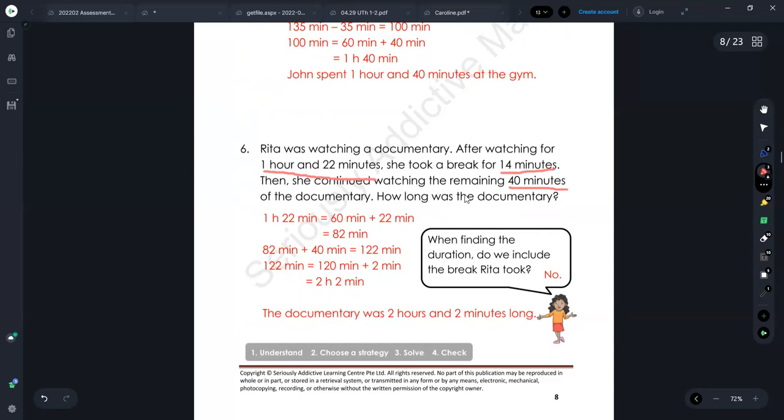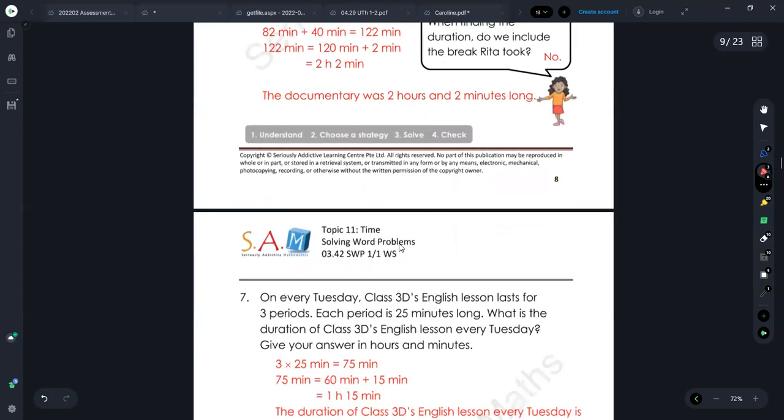But the question is asking about the documentary. So the break doesn't count. You all see that? The break doesn't count. The 40 minutes doesn't count. The question was not how much time did she spend to watch the documentary. The question was how long was the documentary? So hence you've got to raise their attention, right? So it's actually just 1 hour 20 minutes plus 40 minutes. Then again, you can use different ways to solve the question.